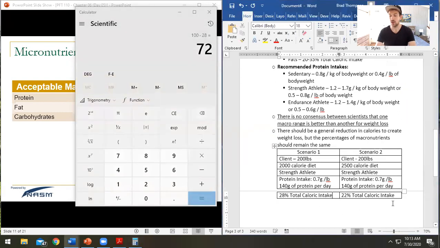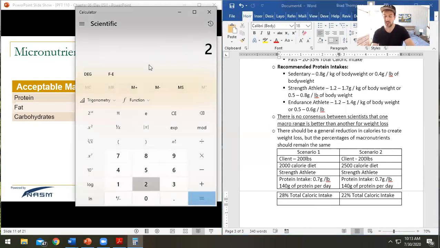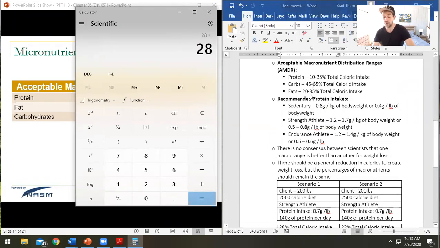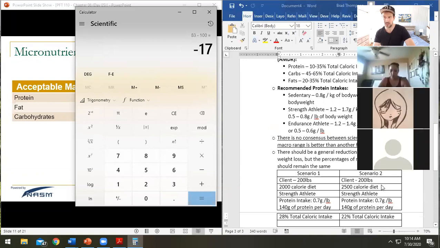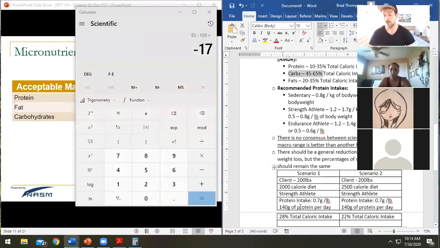So now, if we want to choose our carb intake, if protein is 28%, and we want to go with a moderate carb, right in the middle, we'll pick 55%. 28 plus 55 is 83, minus 100, that leaves us 17% fat. So we're below the fat intake in this version if we choose 55% carbs. So you guys see how we did that? That's too low, not high enough. So I don't want to choose 55% carbs for scenario 1 because that's going to leave me with not enough fat in my diet to be healthy.